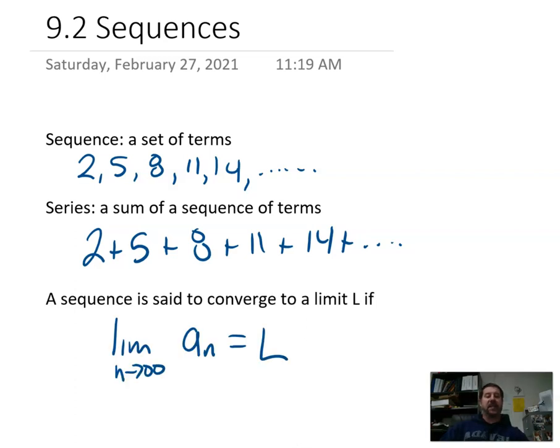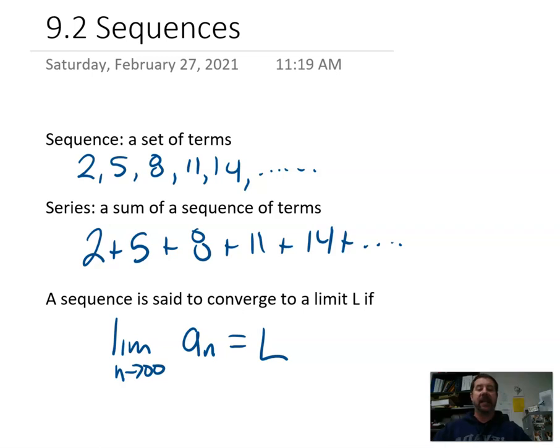Okay, a sequence is said to converge to a limit, some value L, if the limit of those terms as you go to infinity approaches some number, some value. Then we say it converges to that limit. If it doesn't, then we say the sequence diverges. For instance, if you look at the sequence we have above, 2, 5, 8, 11, 14, this sequence just continues to get bigger and bigger, and therefore we would say that this is going to diverge. It's not approaching a value.